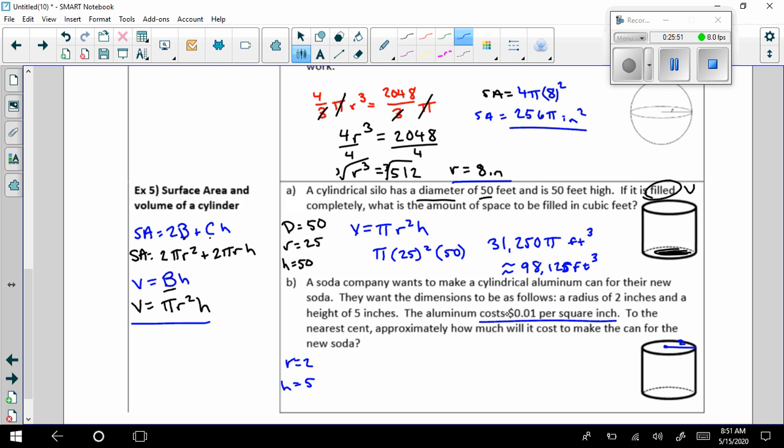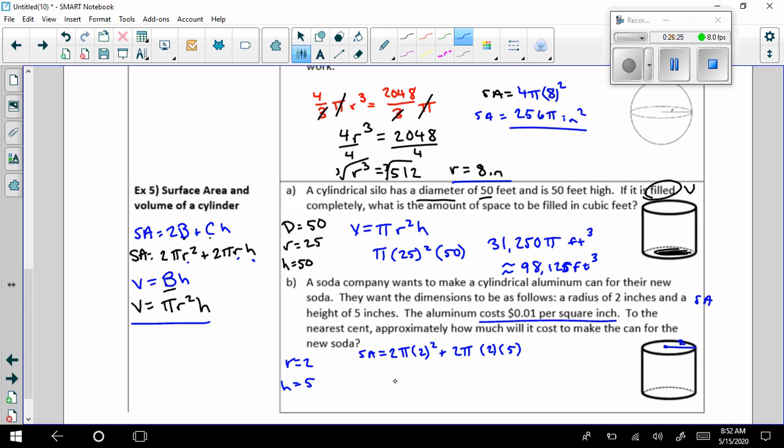So this one is surface area because we're making the can out of materials. We have R and H. That is all you need for surface area. It's as big as that formula is, those are the only variables. And so we're going to plug those in. So we have 2 pi r squared plus 2 pi r h.